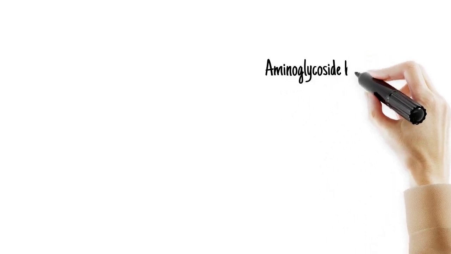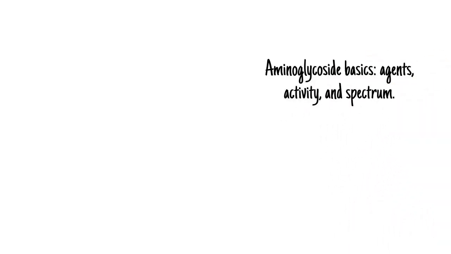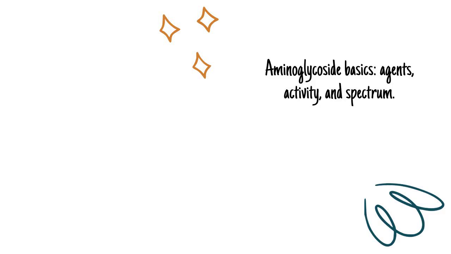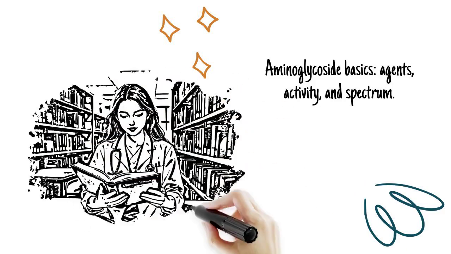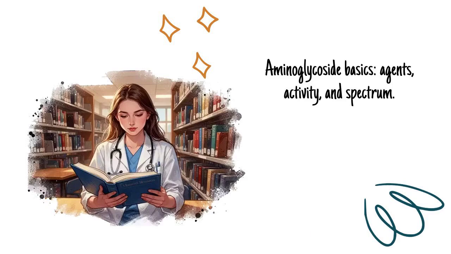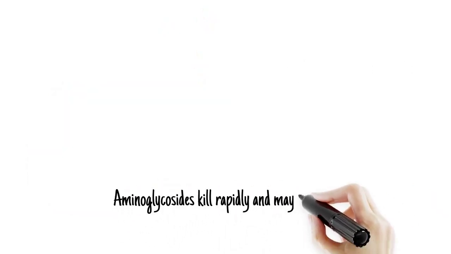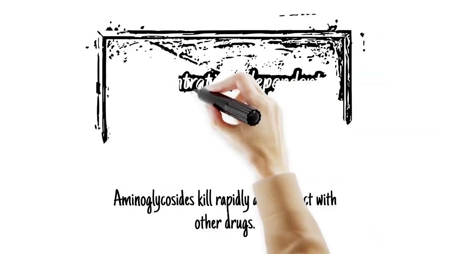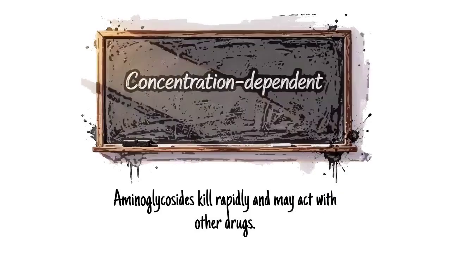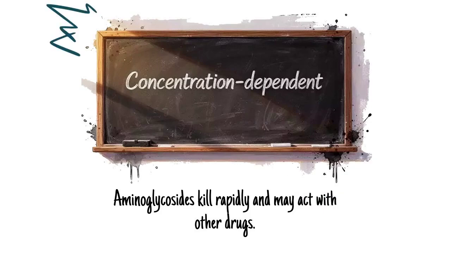In summary, aminoglycoside basics: common agents include gentamicin, tobramycin, amikacin, streptomycin, and plazomicin. They have broad activity against aerobic gram-negative bacilli, but no clinically relevant anaerobic activity. Their killing is concentration-dependent and rapid, with a post-antibiotic effect. Synergy can occur with cell wall active agents, such as beta-lactams or glycopeptides in selected infections.